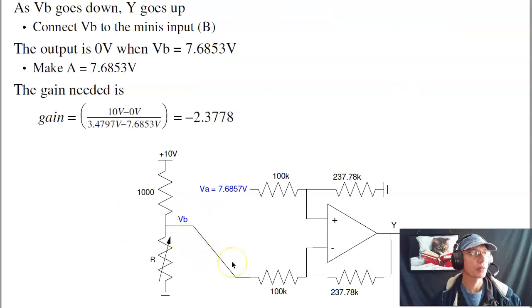Going down here. The offset, I want the output to be 0 when these two match. I want the output to be 0 at 7.68 volts at 0 degrees C. There's the offset. The gain I need is then change in output over change in input. Output changes by 10 volts as the input changes by 4.2 volts. Gives a gain of minus 2.3. So pick this to be 2.3 to 1.